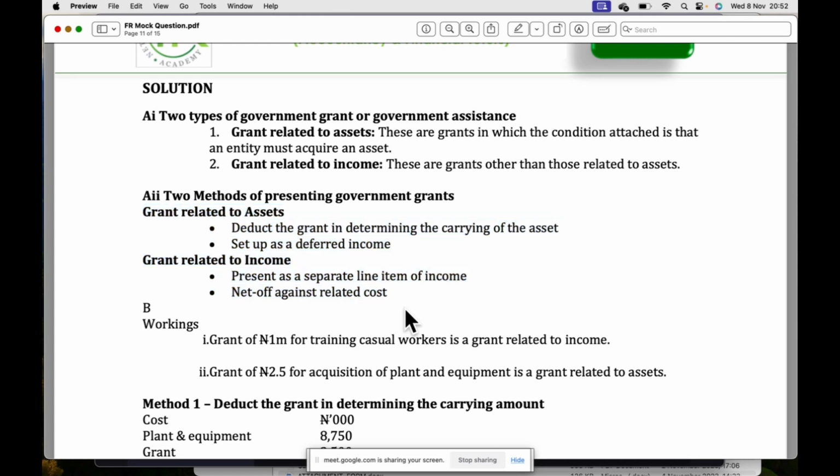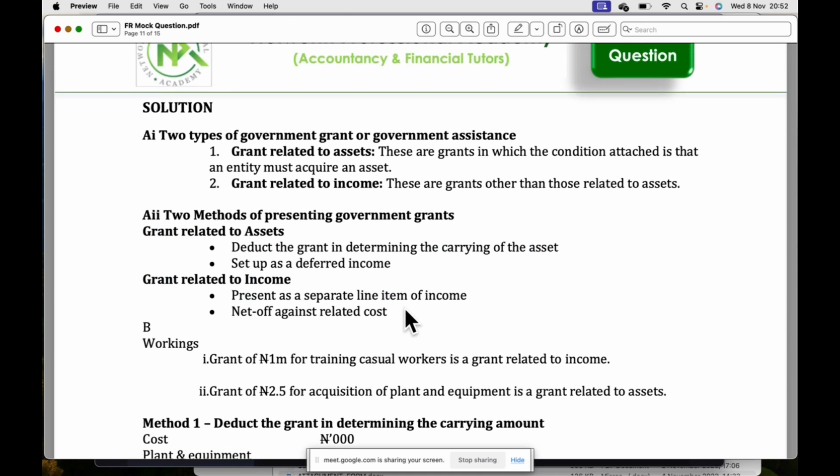And this is everything relating to government grant. This is the theoretical background. It's not more than this. Others are just trying to be more detailed and all of that, but this is what you need at your level. Okay, before I go to the B part, is this one clear? Or let me ask, do you have any question?